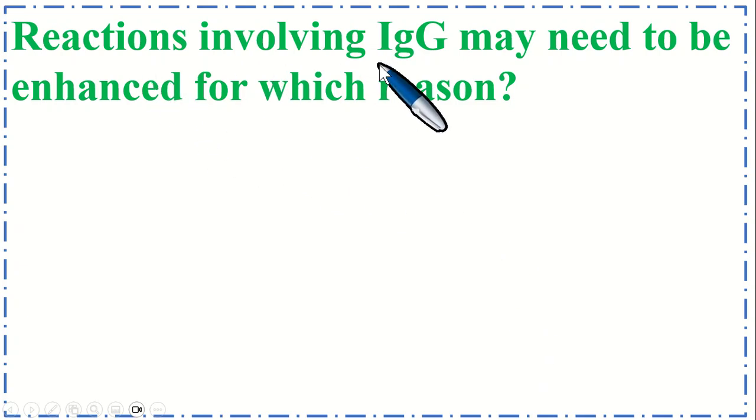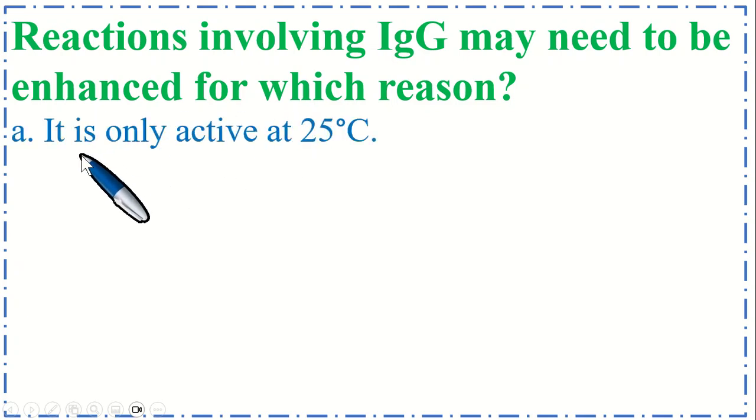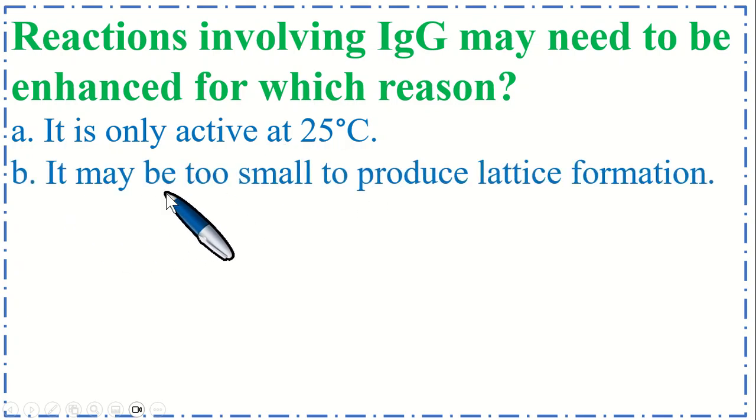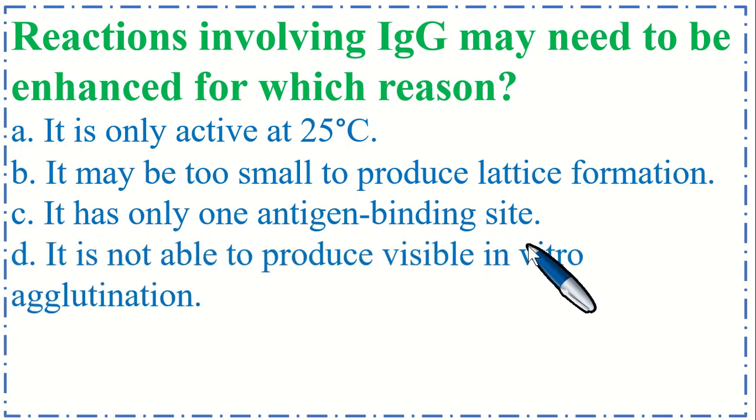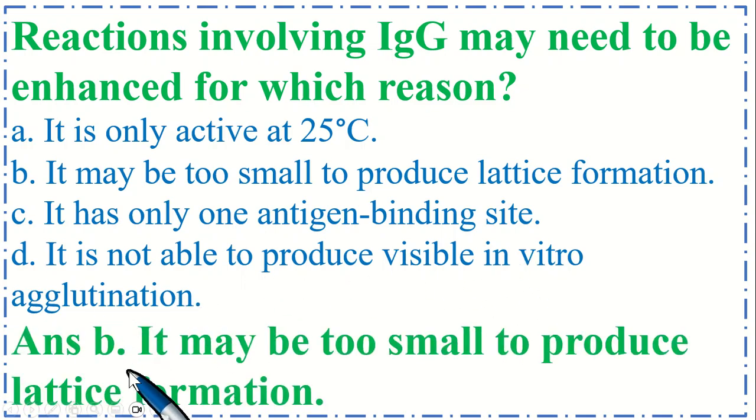Reactions involving IgG may need to be enhanced for which reason? Option A, it is only active at 25 degrees centigrade. B, it may be too small to produce lattice formation. Option C, it has only one antigen binding site. And option D, it is not able to produce visible in vitro agglutination. So the correct option is B, it may be too small to produce lattice formation.